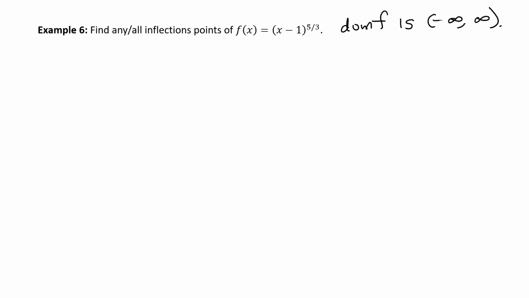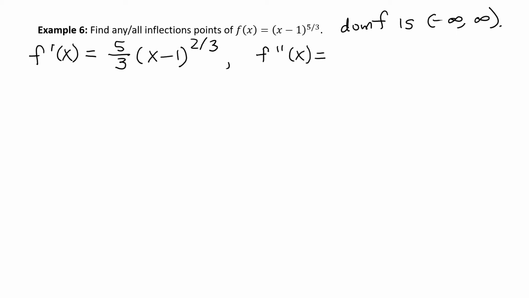So let's begin that. We start by finding the first derivative. To do so, we bring down the 5/3. Then you still have x minus 1. And now you've got 5/3 minus 1, so that would be raised to the power of 2/3. Now let's find the second derivative, f double prime of x. That means take the derivative of the first derivative. So you had the 5/3. Now bring down the 2/3, and we have the x minus 1 raised to the power of 2/3 minus 1, which is negative 1/3.